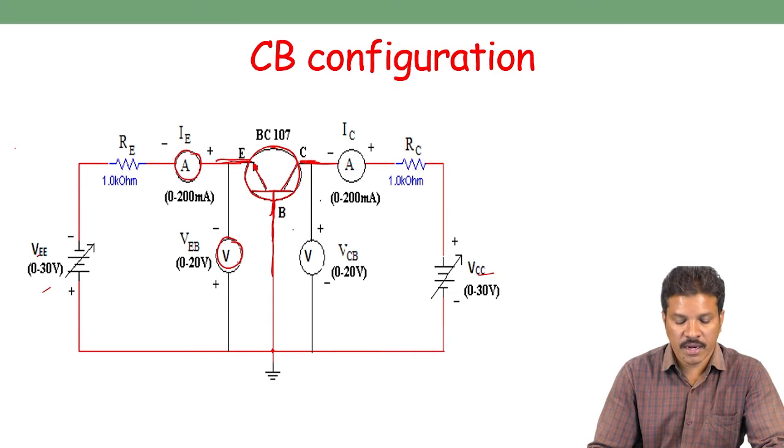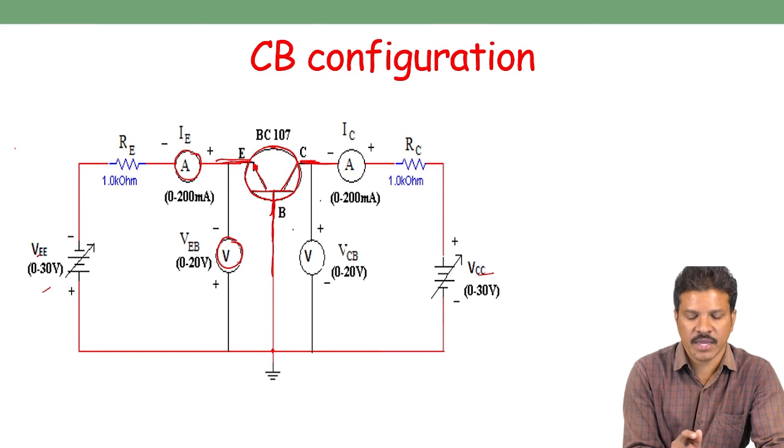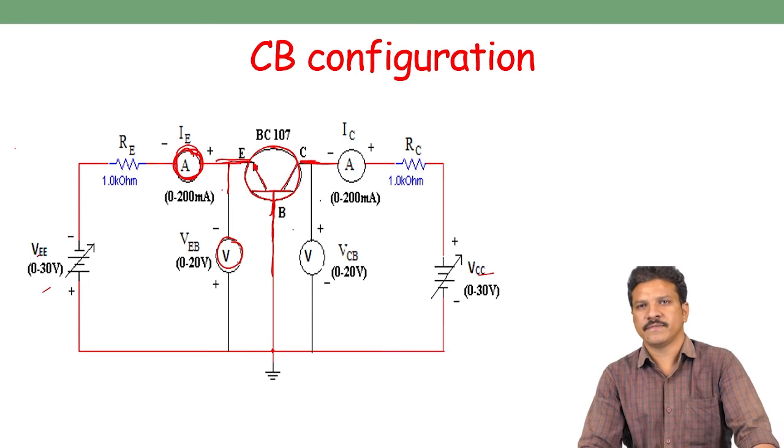Students, remember that an ammeter is always connected in series in the network and a voltmeter is always connected in parallel. So we always measure voltage in parallel and current in series. That's why the ammeter is connected in series, and the voltmeter is connected across two terminals.